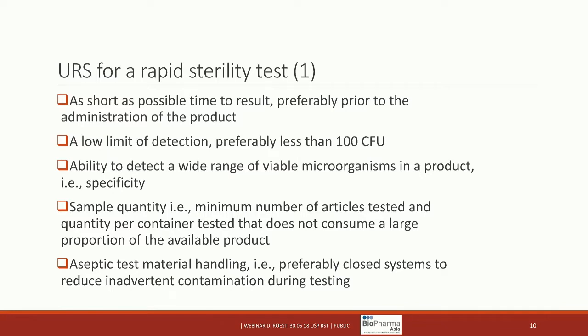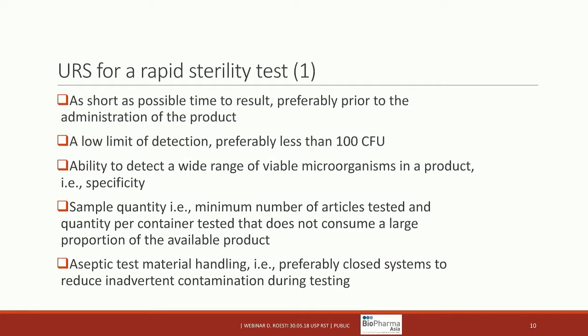If we take a deeper look at the user requirement specifications, here I'm going to show you the most important ones. They were categorized based on priority, and these are the ones that I'm going to show you now. First of all, obviously, the first one would be as short as possible time to result, and preferably prior to administration of the product to the patient. Then the second major user requirement specification is the limit of detection, which should preferably be less than 100 CFU. The system should have the ability to detect a wide range of viable microorganisms. The sample quantity: the system can also test small sample quantities, so it does not consume too large an amount of the product.